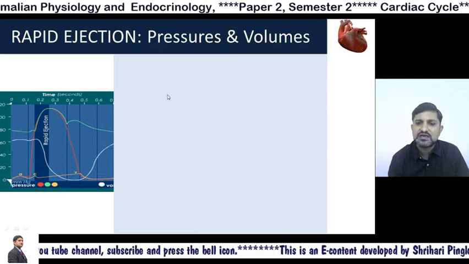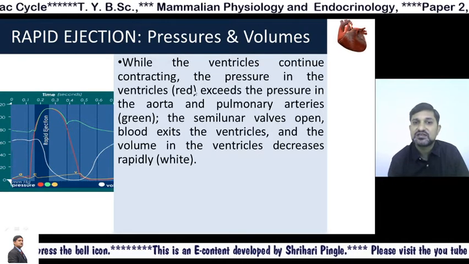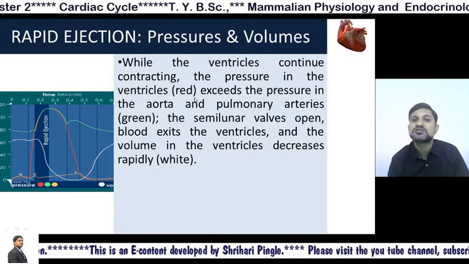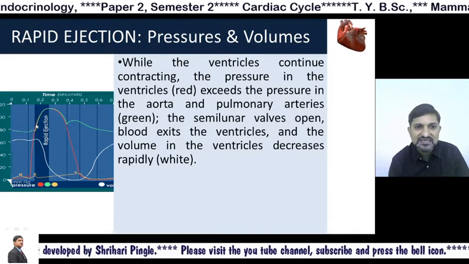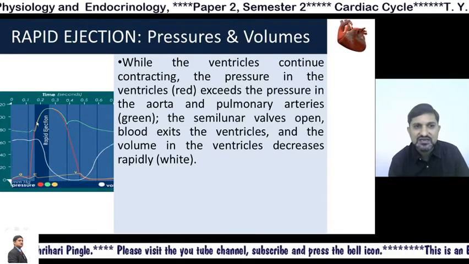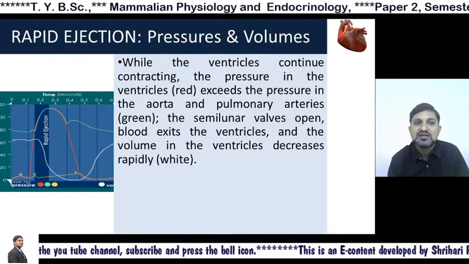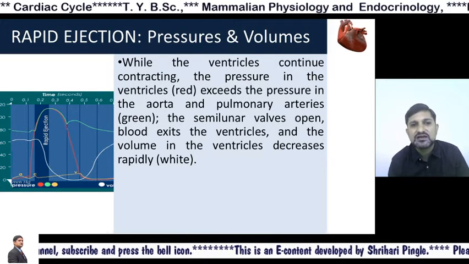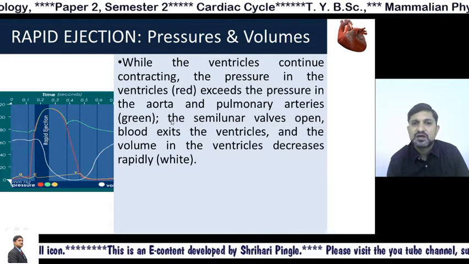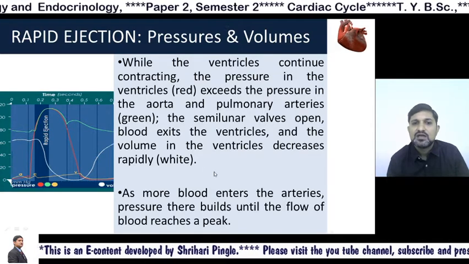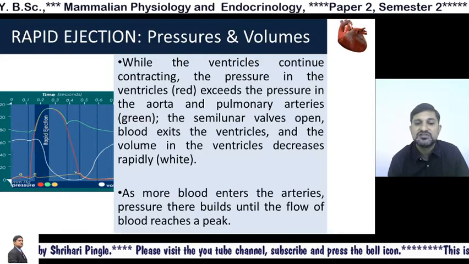So again, if we look at the pressure and volume changes here, while the ventricles continue contracting, the pressure in the ventricle exceeds the pressure in the aorta and pulmonary artery. So this is the time when the pressure in the ventricle has exceeded the pressure in the pulmonary artery and aorta, and that is why the semilunar valves open and the blood is pushed rapidly into the aorta or the pulmonary arteries. As more blood enters the arteries, pressure there builds until the flow of blood reaches the peak.